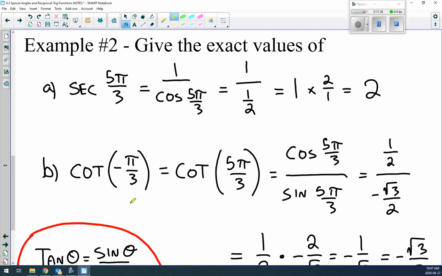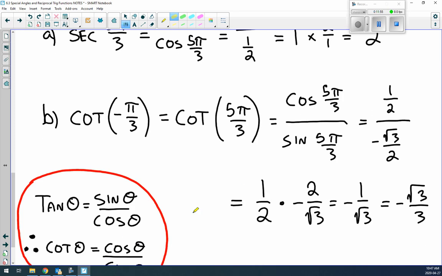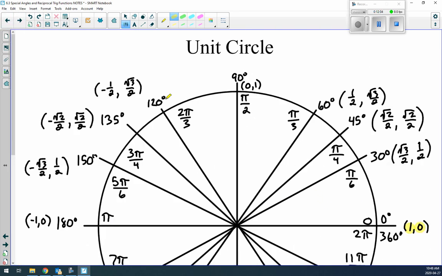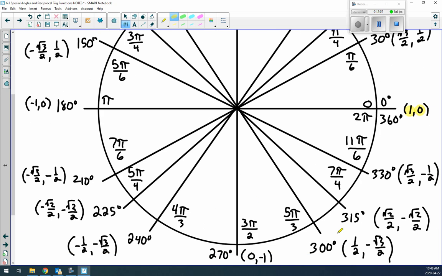Okay, so cotangent of negative pi over 3. Okay, remember, negative, that's clockwise. We can switch that to positive. So what we can do is cotangent of 5 pi over 3, right? Those are the same things. That's negative, that's positive, the same thing. And what's cotangent again? Cotangent is cosine over sine. So the cosine of 5 pi over 3, the sine of 5 pi over 3. Where do we get these numbers from? The unit circle. So go back to the unit circle and find 5 pi over 3 right there.